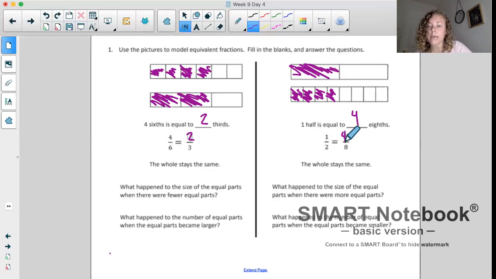What happened to the size of the equal parts when there were more equal parts? So down here there are more equal parts. There are 4. They are much smaller. One little part down here is much smaller than this big part, but all together the 4 equal parts are the same size as the 1/2 above.